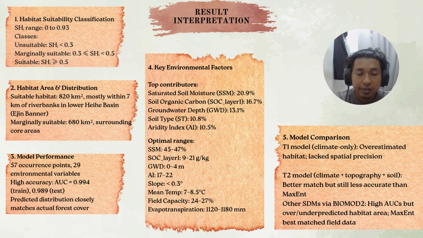In conclusion, using MaxEnt with detailed local environmental data gives the best result. This modeling helps understand where Populus euphratica can grow and is useful for conservation, land planning, and ecosystem restoration in dry river basins.